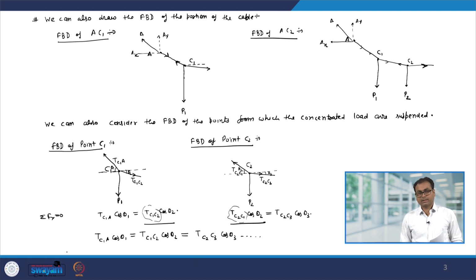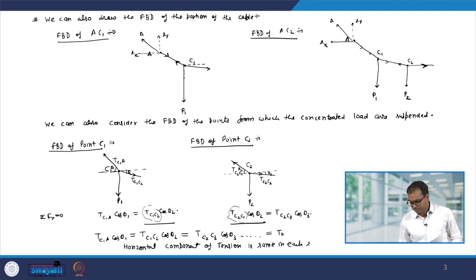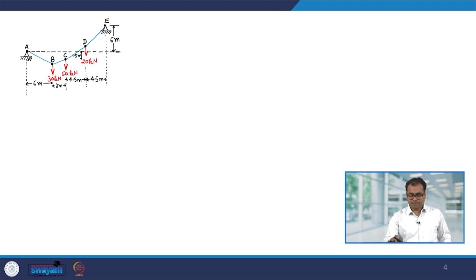So, what are these? These are nothing but the horizontal component of the tension. So, let us denote it by T naught. What does this imply? This implies that the horizontal component of tension is the same in each segment. Okay. So, with this, now let us look at a couple of examples.